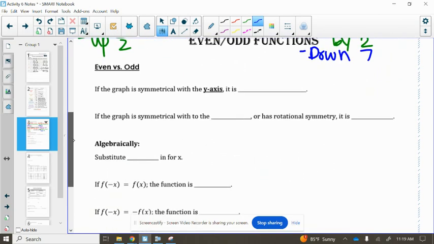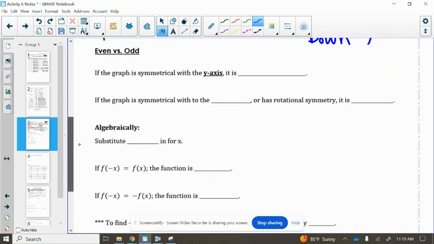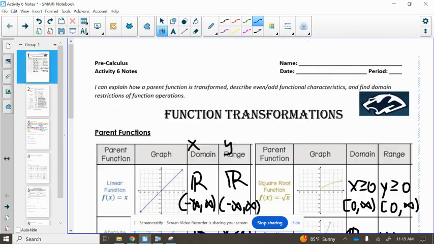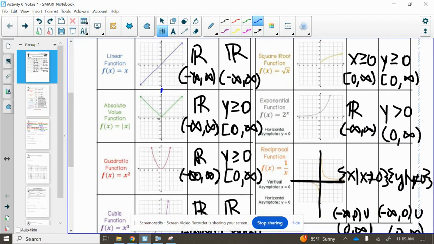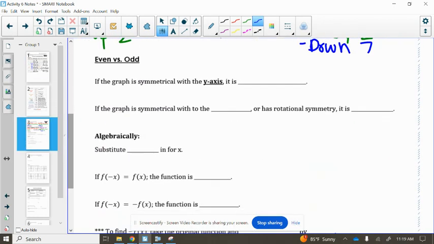All right, next, if we look at is a function even versus odd? Well, again, going back to our parent functions, anything that has symmetry to our y-axis, so the absolute value function we can fold over and it maps on itself, or the quadratic function we can fold over and it maps on itself. These are going to be examples of our even functions with that y-axis symmetry.